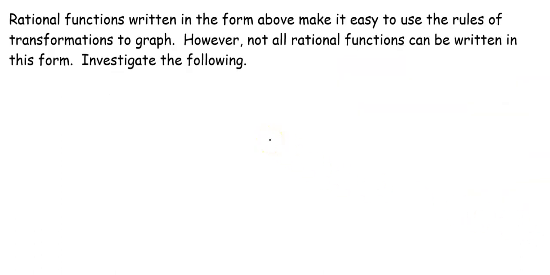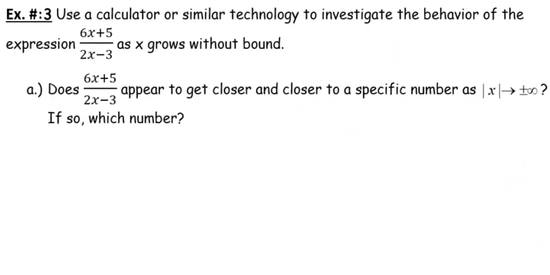So rational functions written in the form above, we're going to use our rules of transformations. We just talked about that. However, not all rational functions can be rewritten in this form. So what we're doing is we are going to use, notice this isn't as simple because we have a binomial and a binomial. So let's use a calculator or Desmos to investigate the behavior of this expression as x grows without bound.